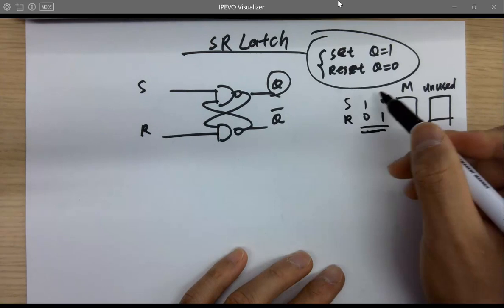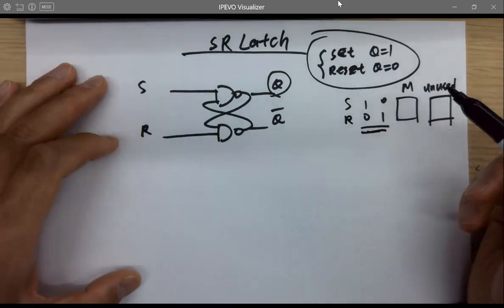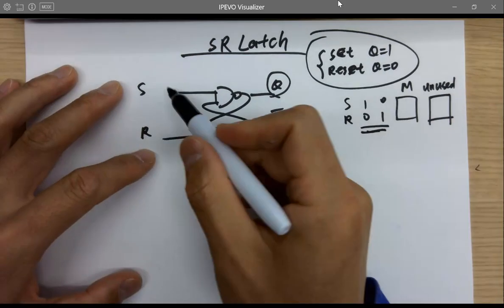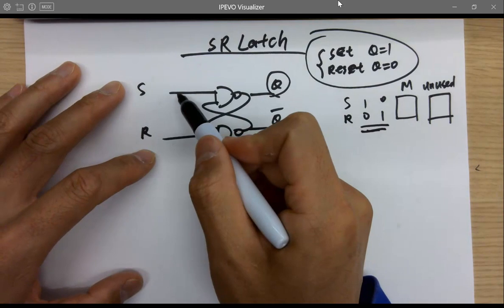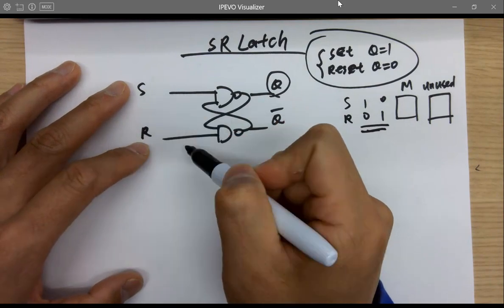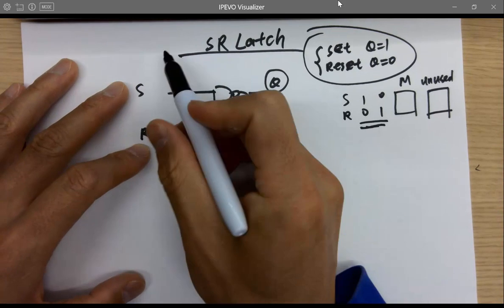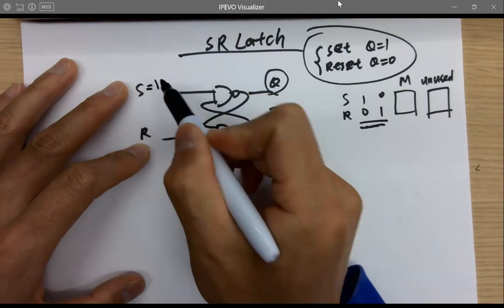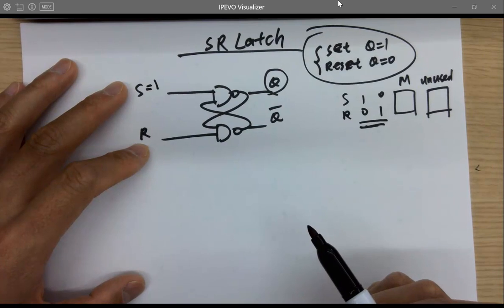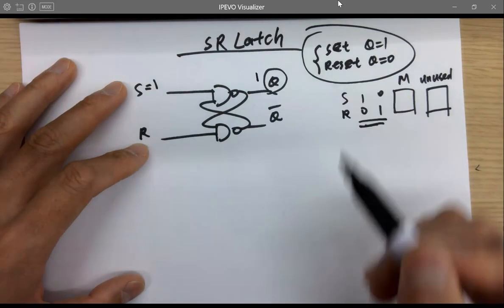Okay, so now let's look at the normal operation states like 0, 1 and 1, 0. For example, SR, RS, whatever. For this, if we name this pin as S and this pin as R, we're assuming that if we turn this on, which means we give a 1, we are setting the Q.